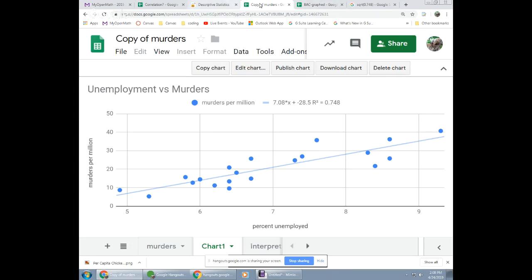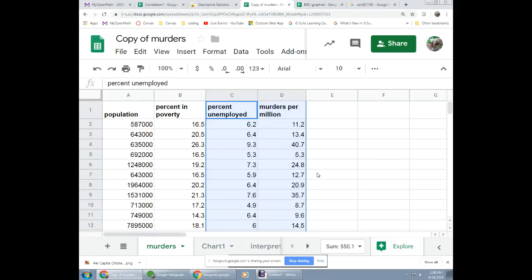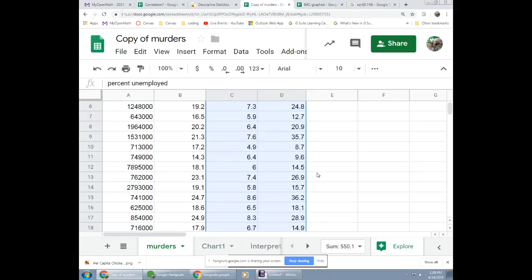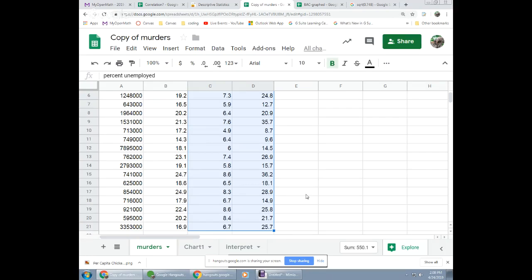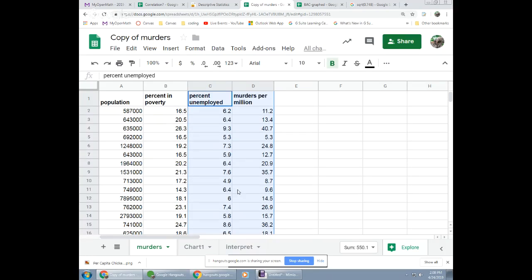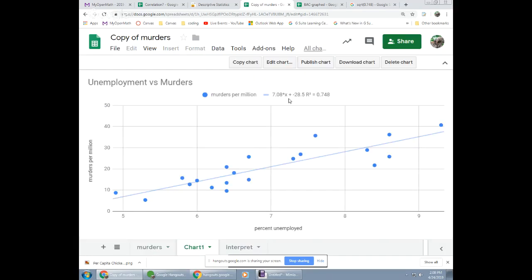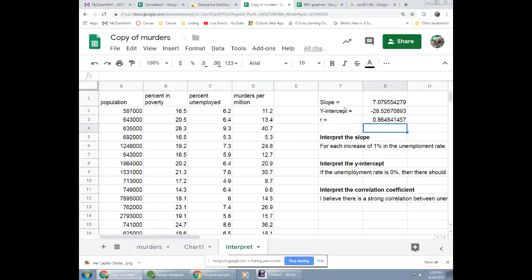Okay, so back here. We could try and interpret what the slope means in this situation. I'm going to show you my interpretations on the next page. Instead of having the chart calculate the slope, y-intercept, and coefficient of determination, we could use some formulas. For example, here I calculated the slope and it didn't come over properly. That's bizarre. I'm going to recalculate it.